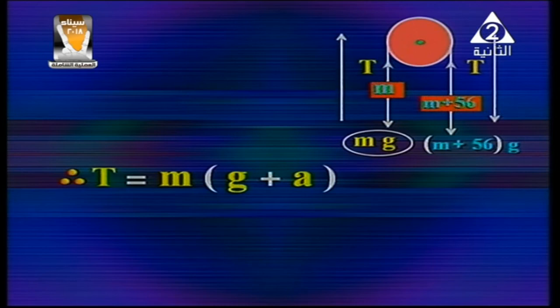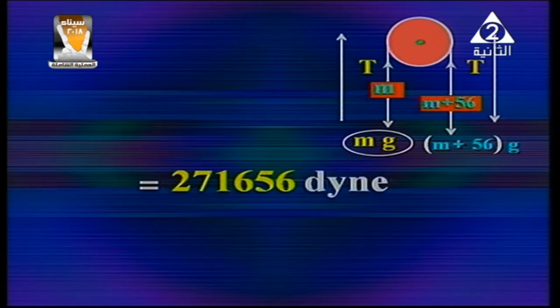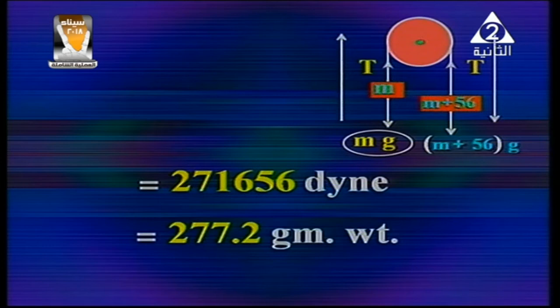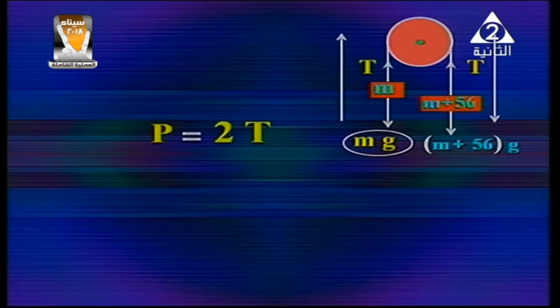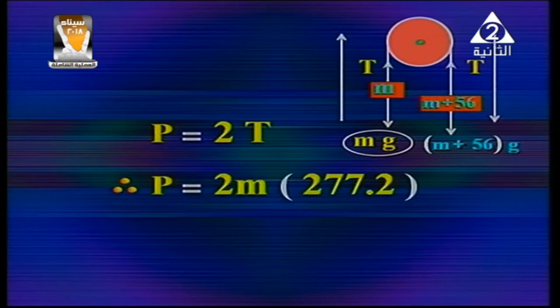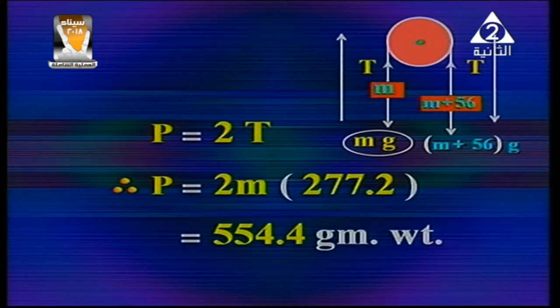Since T equals m times (g plus a), we find the value by substitution of m, g and a to find the value of T. Then T equals 271,656 divided by 1000, converting from dyne to gram weight, which gives 277.2. Since the pressure equals 2T, by substitution, 2 times 277.2, then by substitution about m, the pressure equals 554.4 gram weight. Another example.